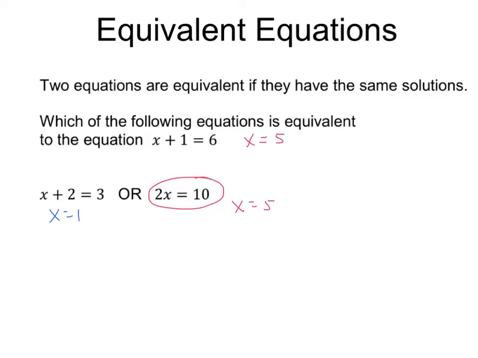So these two, x plus 1 equals 6 and 2x equals 10, even though they don't look alike, are actually equivalent. Why? Well, because they have the same solution. The solution to this equation is 5. The solution to this equation is also 5. They're equivalent because they have the same solution.